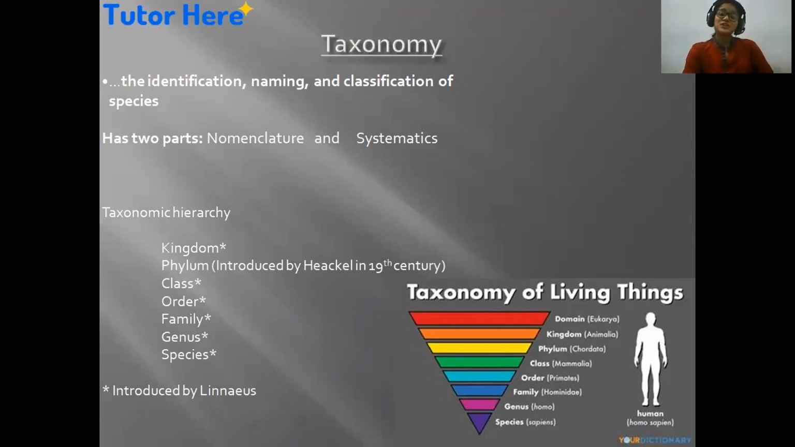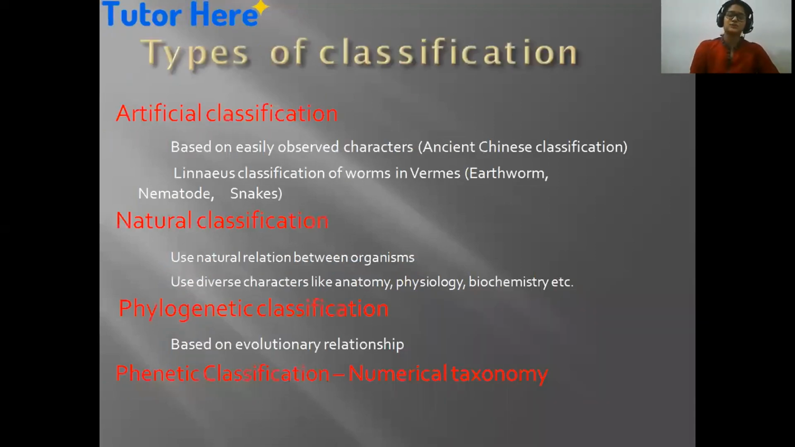The identification, naming and the classification of species is known as taxonomy. And taxonomy has two parts, that is nomenclature and second is systematics. What I told you just now is systematics. And later on, I'll talk about nomenclature. Nomenclature is naming of the taxonomy or naming of the classification.